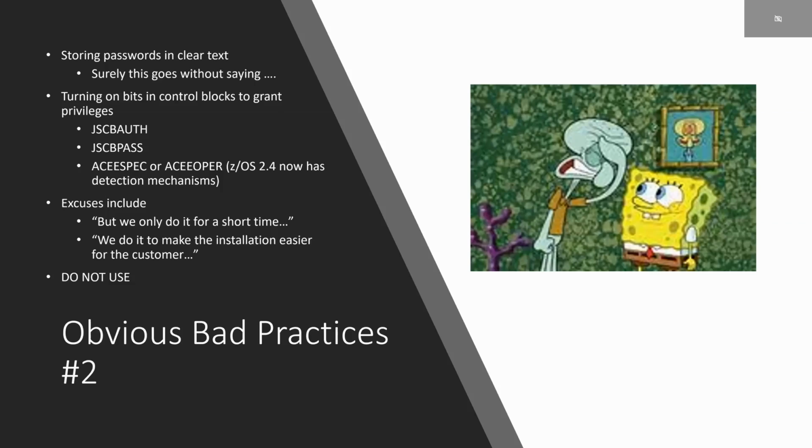Luckily now, 2.4 onwards, IBM RACF has a method to monitor when an ACEE gets modified. So if you try doing that now, you'll generate logging records and messages on the system. Excuses that I've seen include, oh, but we only do it for a short time, or oh, we do it because we want to make the installation of the software easier. These are really bad practices now. And again, if you're doing this sort of stuff in your own code, or you have a vendor that's providing code that does this, you really need to get off that as soon as possible.